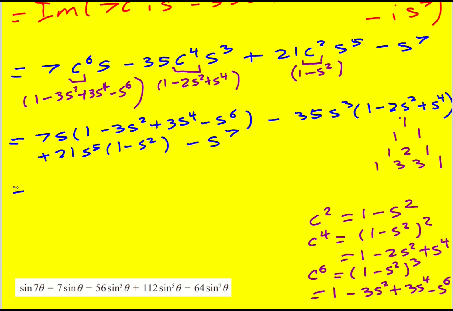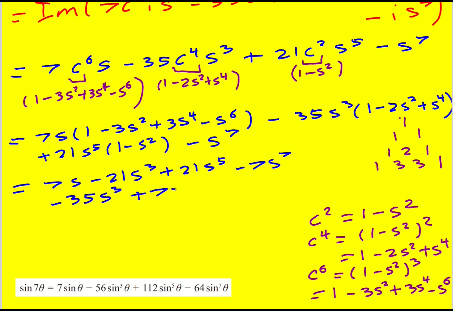Minus s to the 7. Okay, so that gives me 7s minus 21s to the 3 plus 21s to the 5. Some of these s's look a lot like 5s, so you have to be careful here. Minus 7s to the 7. Then minus 35s to the 3 plus 70s to the 5 minus 35s to the 7 plus 21s to the 5 minus 21s to the 7 minus s to the 7.